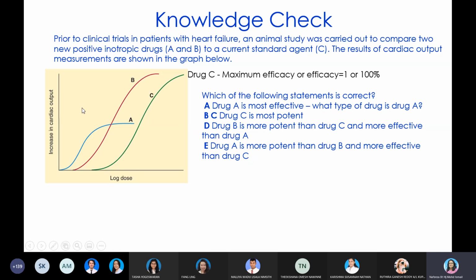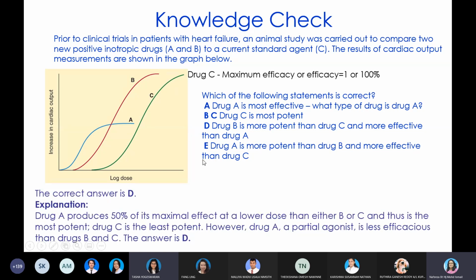All right. Drug A is more potent than drug B. I'll just show you the answer. Drug A produces 50% of its maximum effect at a lower dose than either B or C, and thus is the most potent.